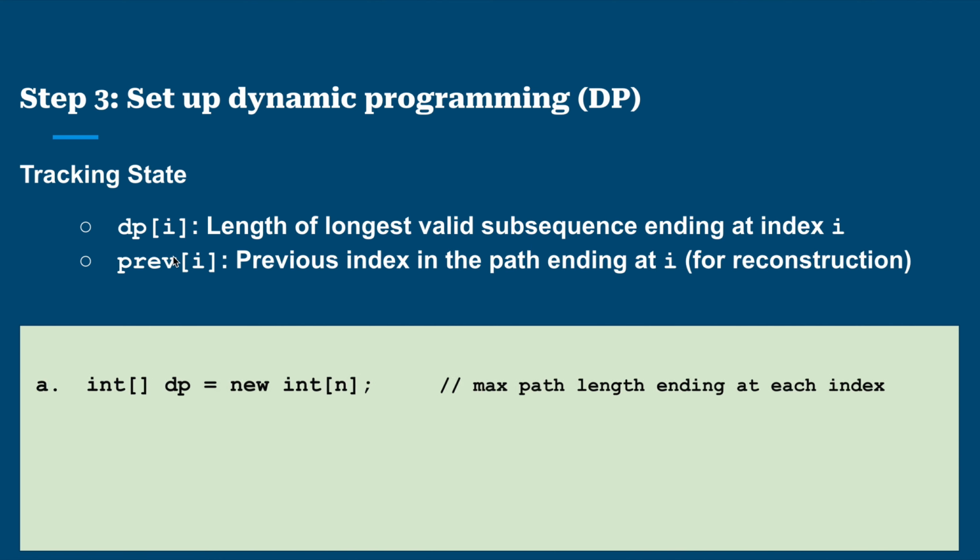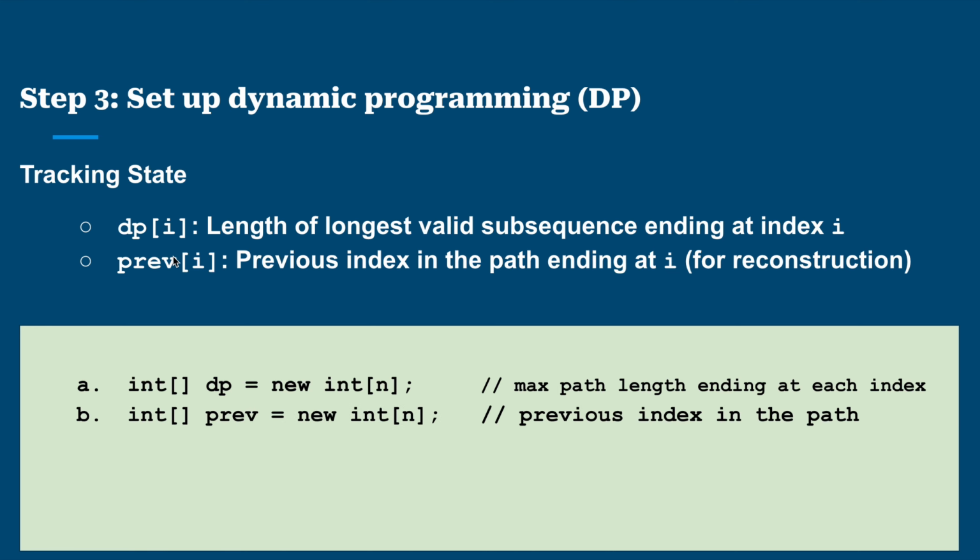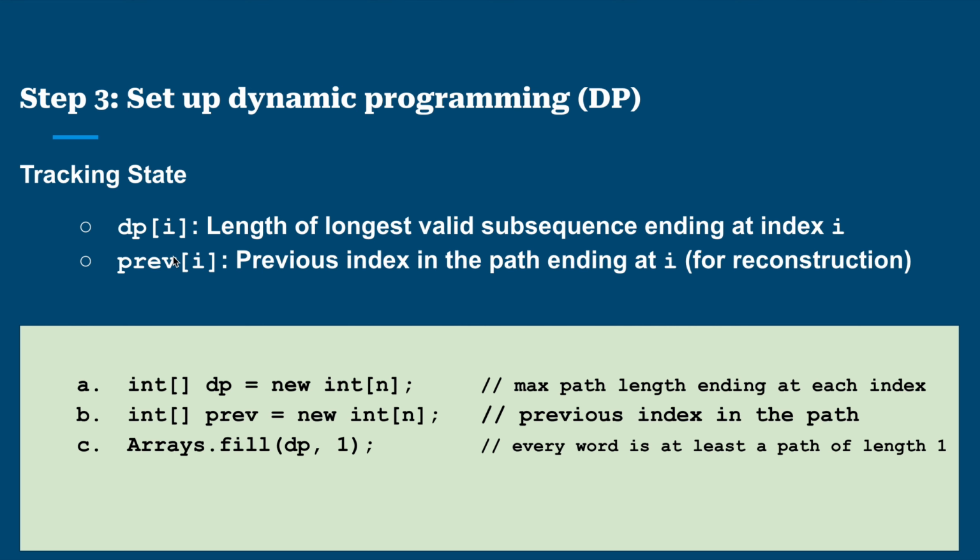Let's suppose first of all we'll create a dp array where we will store the maximum path length ending at index, right? And then we'll create previous. This is also an array. So previous index in the path will keep, right? And then we will fill the dp array with 1. So every word is at least a path of length 1, and then we'll fill the previous array with -1. So no previous initially, right? So these things we will do, initialization of the variables in the program first.